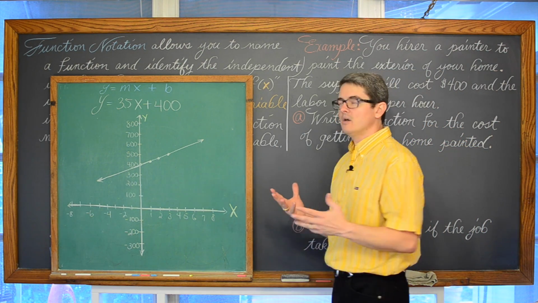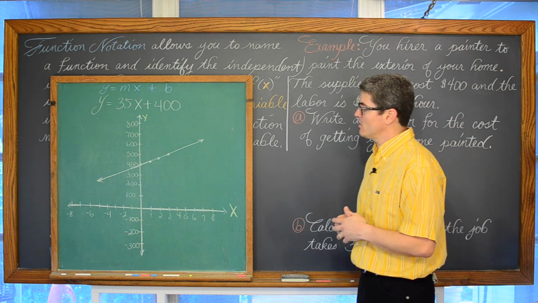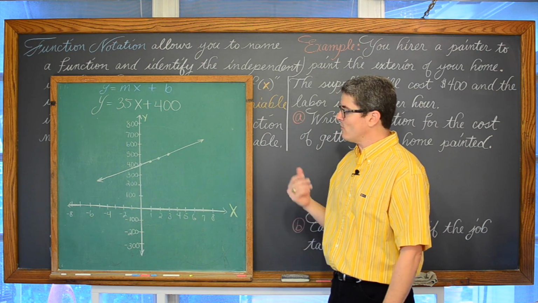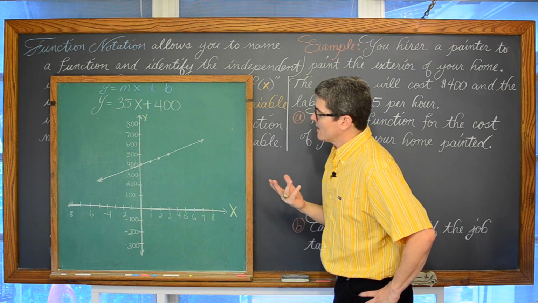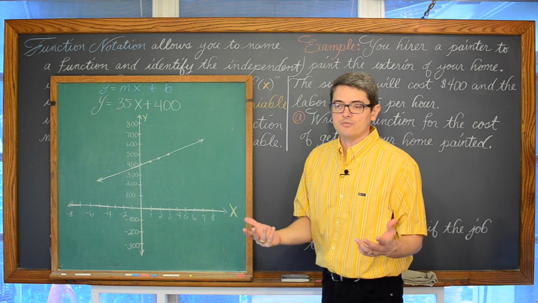And why do we want to know or understand or use function notation? There's many reasons. The two of them I'm going to deal with in this lesson. Here, we got y is equal to 35x plus 400. Well, we have all these exponents of 1, and that means that we're looking at a linear function. And by the way, I'm going to be saying the word function all through this lesson.